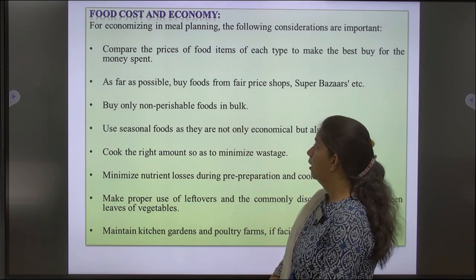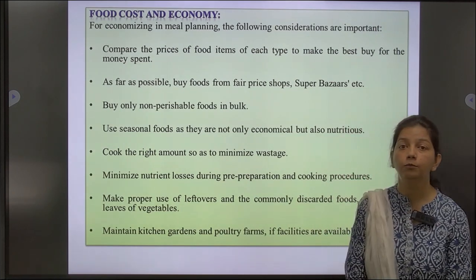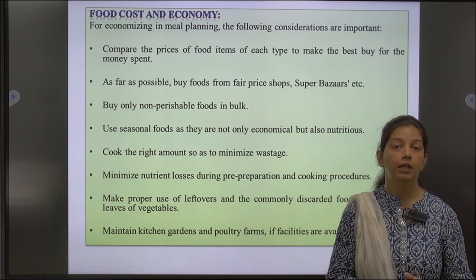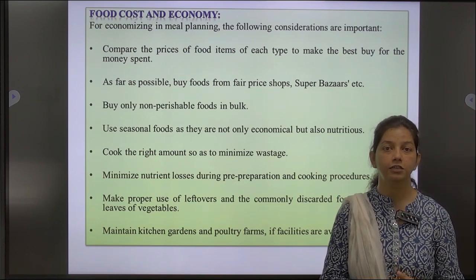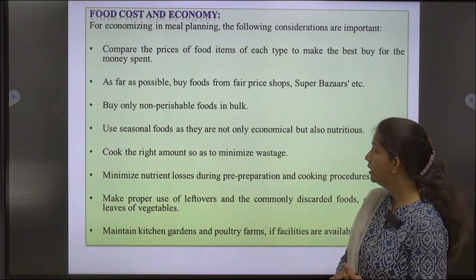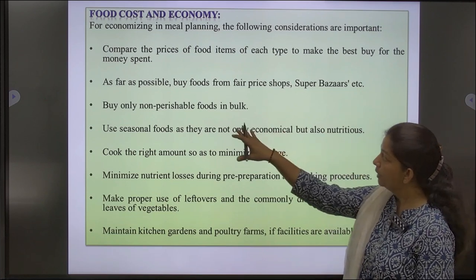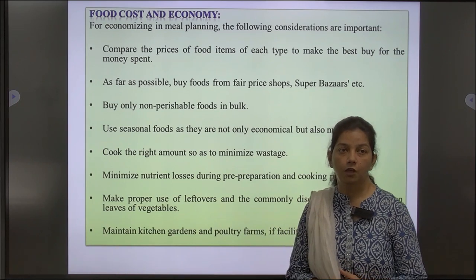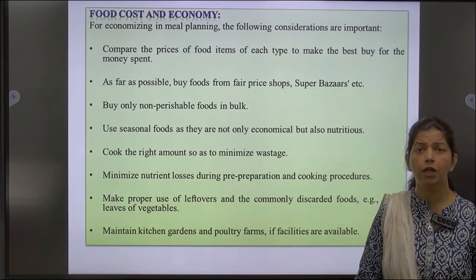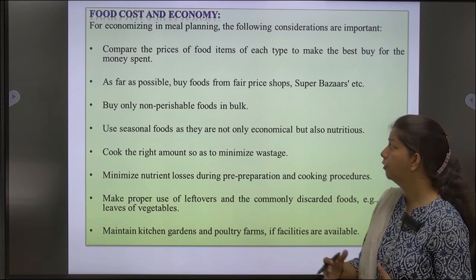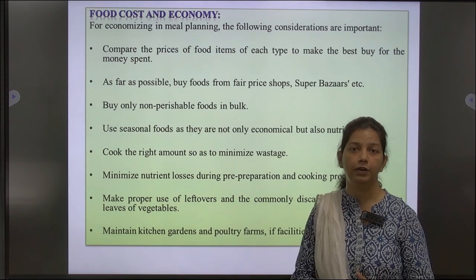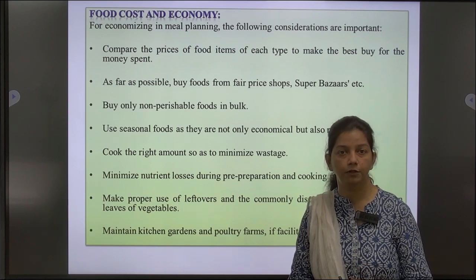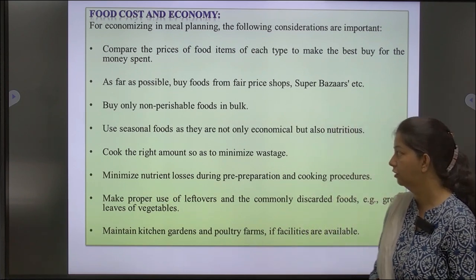Very important, always remember which food items you have to purchase in bulk, like non-perishable items such as pulses, cereals, some of your oils and nuts. These are non-perishable food items that you can purchase in bulk to avoid food wastage. Whereas fruits and vegetables, we can't afford to take for 1 month because they are perishable food items. So always keep in mind the perishable and non-perishable food items to avoid food wastage.